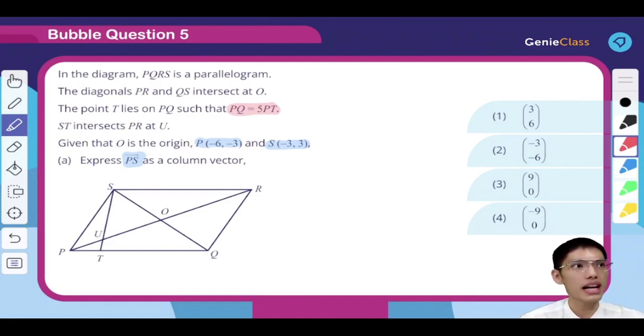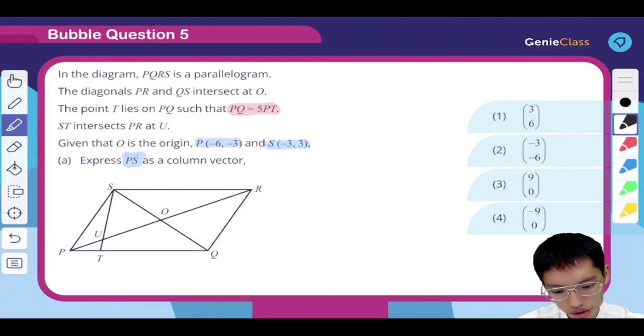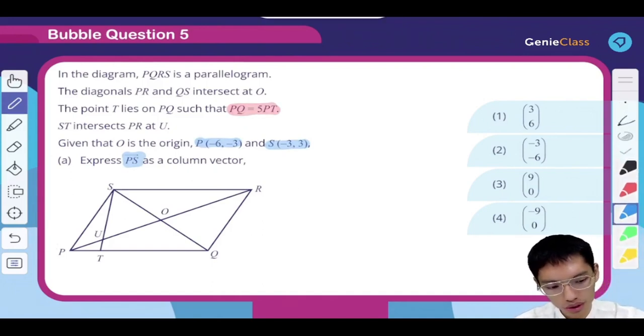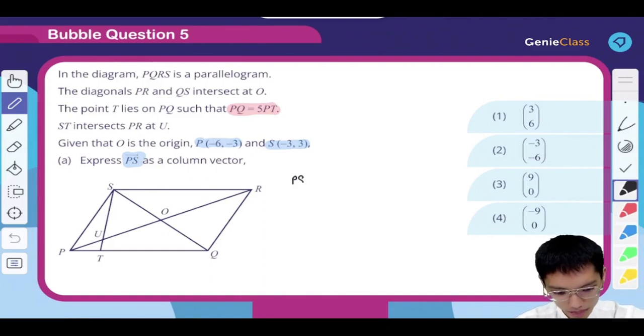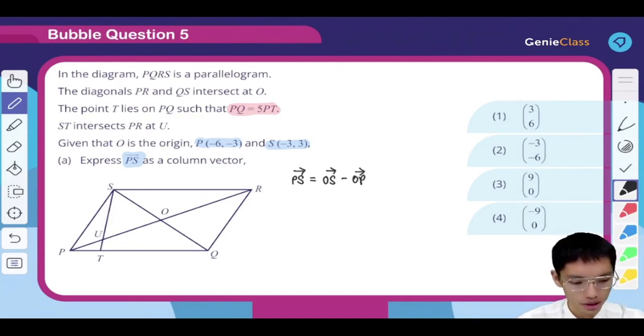Majority of you got this right. Let's see what we have. Okay, so I have PS. Remember, I just went through this before. If you know the second alphabet minus the first alphabet, I have OS minus OP. Now take note, what is OS minus OP?